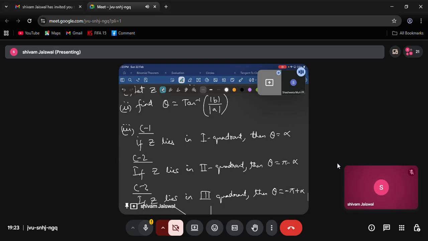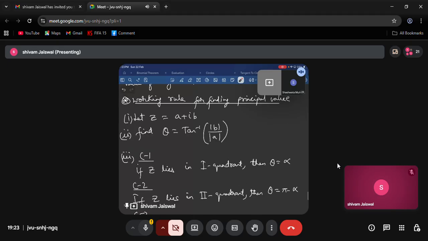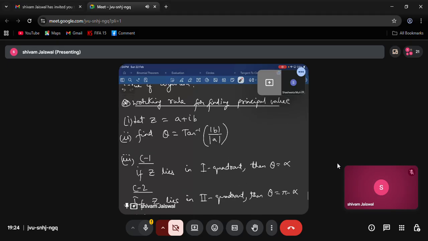See, alpha is always a positive number. Basically, this is alpha. Alpha is equal to tan inverse mod b by mod a. Now everyone rectify. In the second step, it should be alpha equal to tan inverse mod b by mod a.